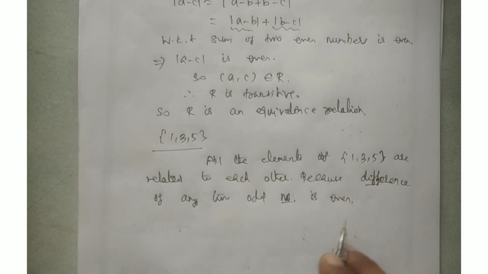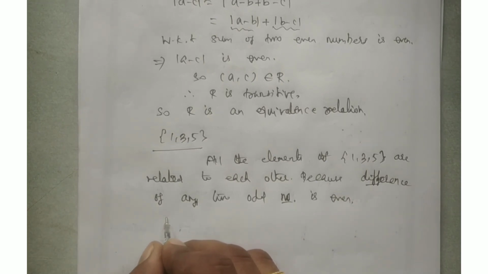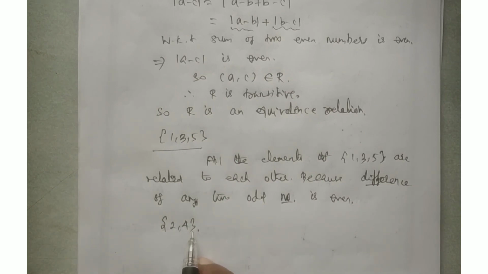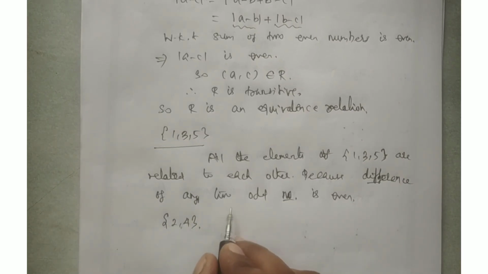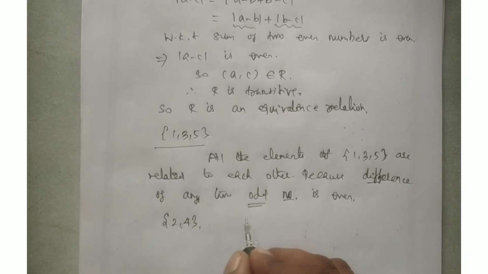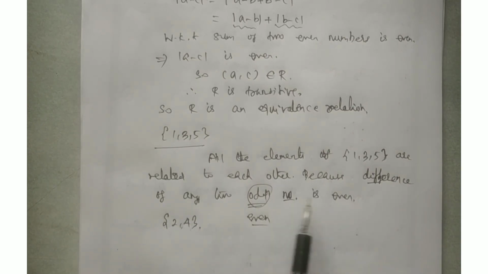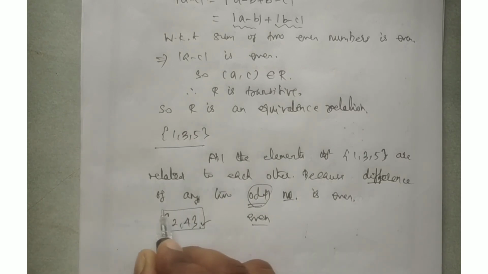But another case is given: {2, 4}. For {2, 4} also we can say that all the elements are related to each other because the difference of any two even numbers is even. Here, in place of odd, we have to replace it with even. The difference of any two even numbers is also even. So these elements are also related to each other. But one more case is given.